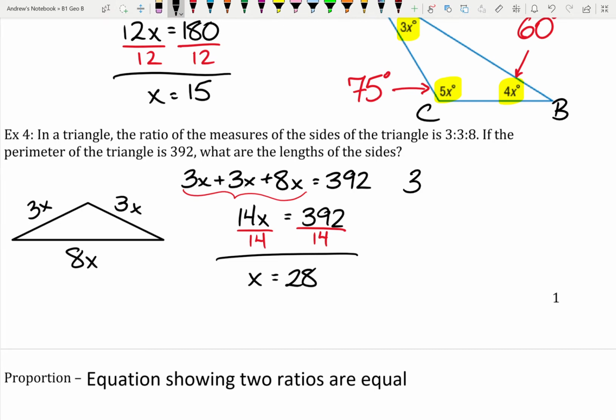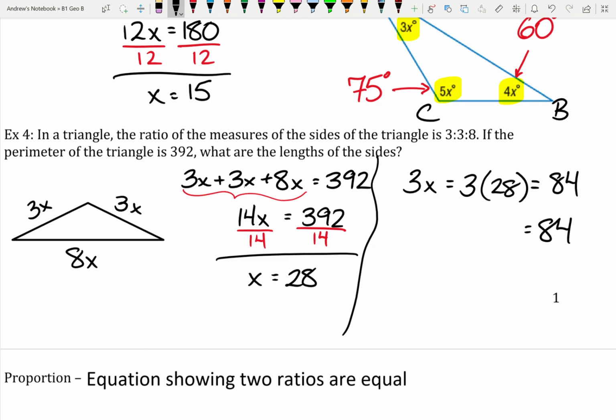So those sides that were 3x, let's give ourselves a little divider there. Those sides that were 3x, well, now we're going to plug in a 28 for those. Right? So 3x is now 3 times 28. 3 times 28 is going to give us 84. So we're going to have two sides that are 84. If you did that again, you could say, oh, this one's also 84.